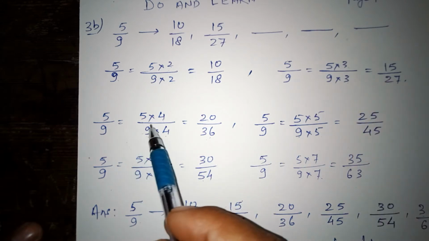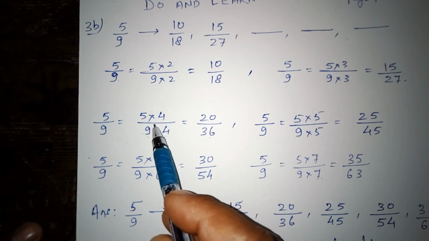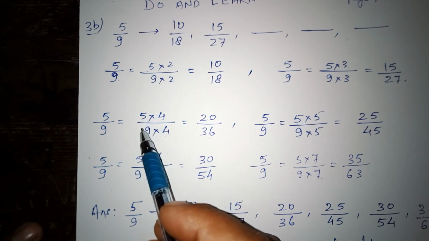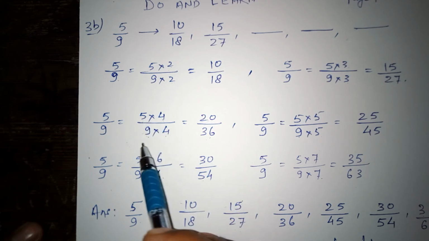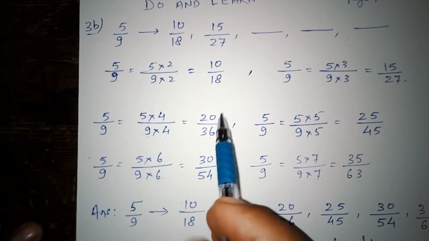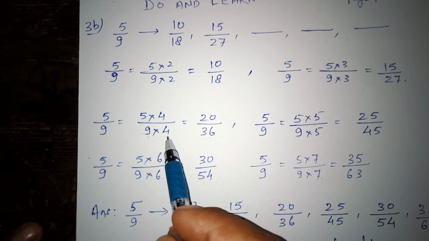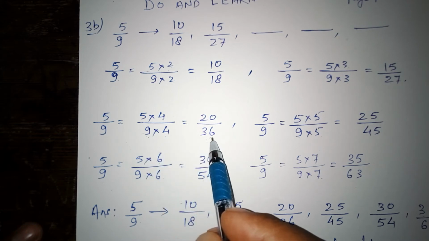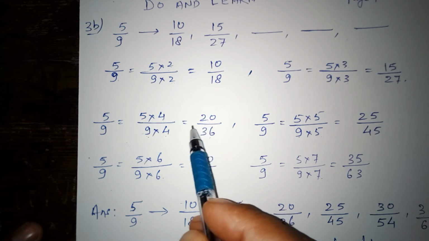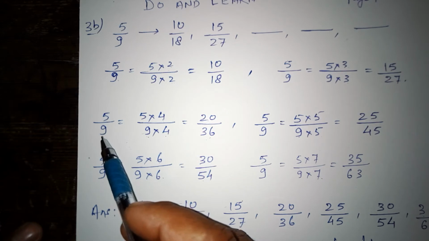Again in the next step we will multiply by 4 in numerator and denominator. So 5 multiplied by 4 gives 20, and 9 multiplied by 4 gives 36. 20 upon 36 is an equivalent fraction of 5 upon 9.